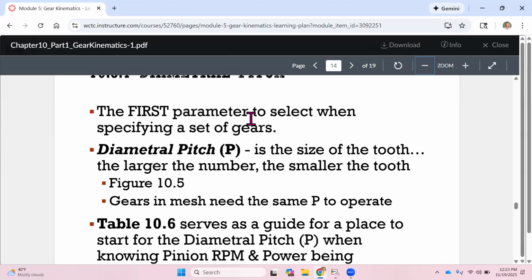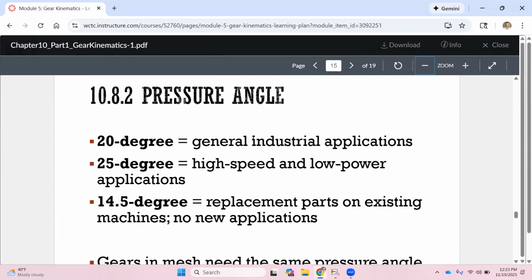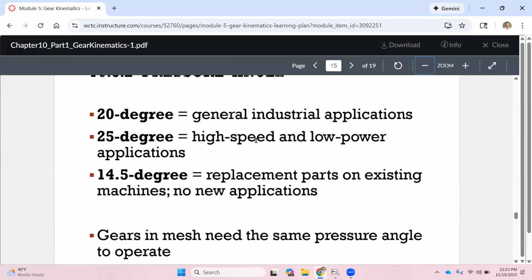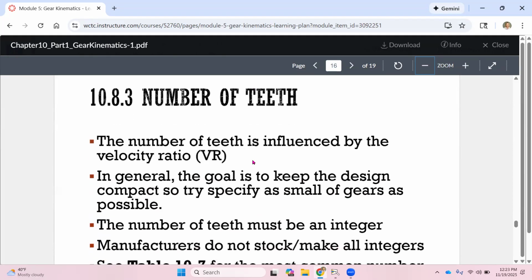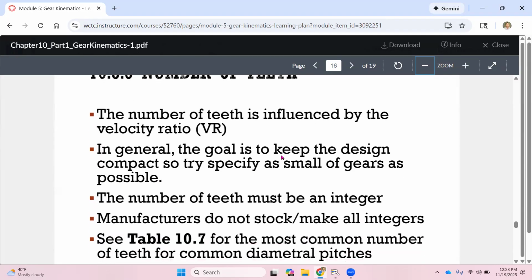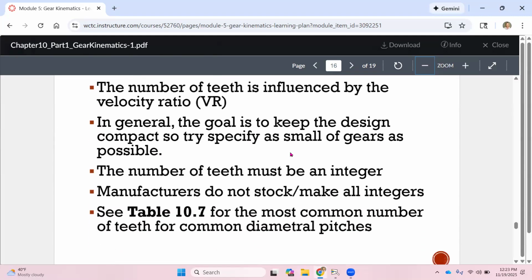Then what we're going to do is talk a little bit about pressure angle, which we already did. Again, going forward, we're going to have 20 and 25 degrees. 14 and a half are going to be for replacement parts. And like we said, gears that mesh have to have the same number of teeth. Or, I'm sorry, same pressure angle. And then as we look at number of teeth here, we've already mentioned that as well.